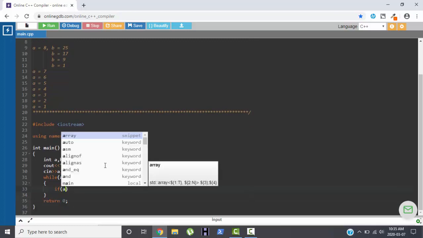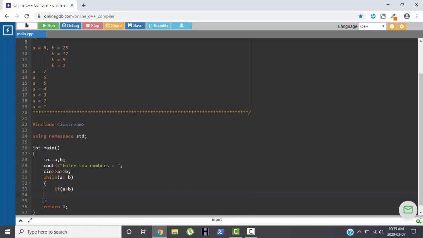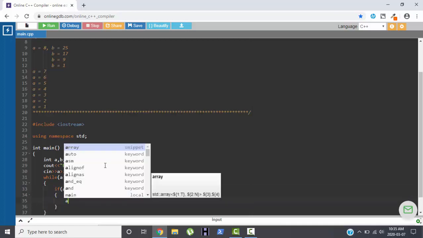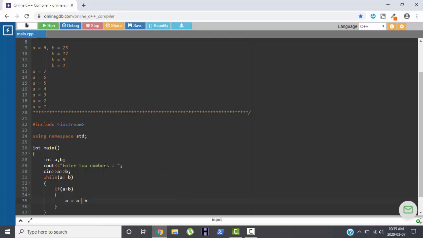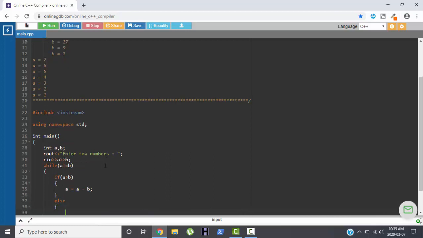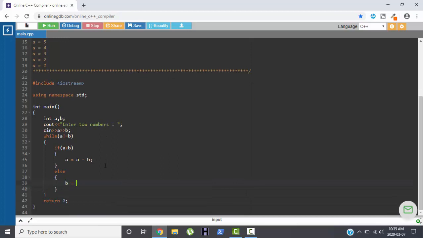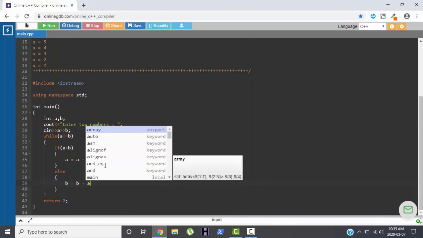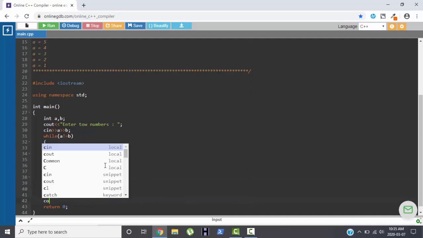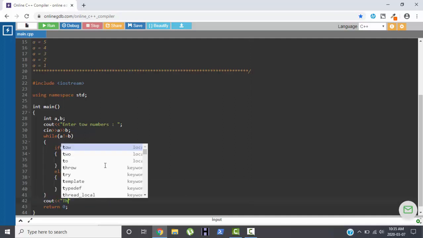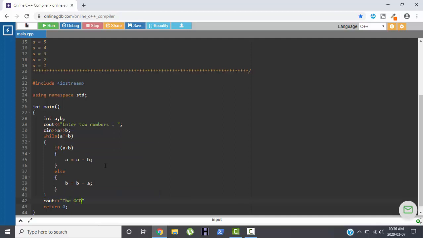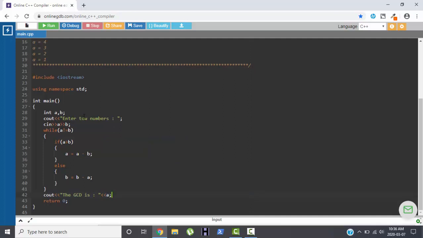If A is greater than B, A equals A minus B, else B equals B minus A. Okay, and finally I'll be printing with cout: the GCD is, cout A. Either you print A or B, both the values are equal. So you can print either A or B. Here it is 2.